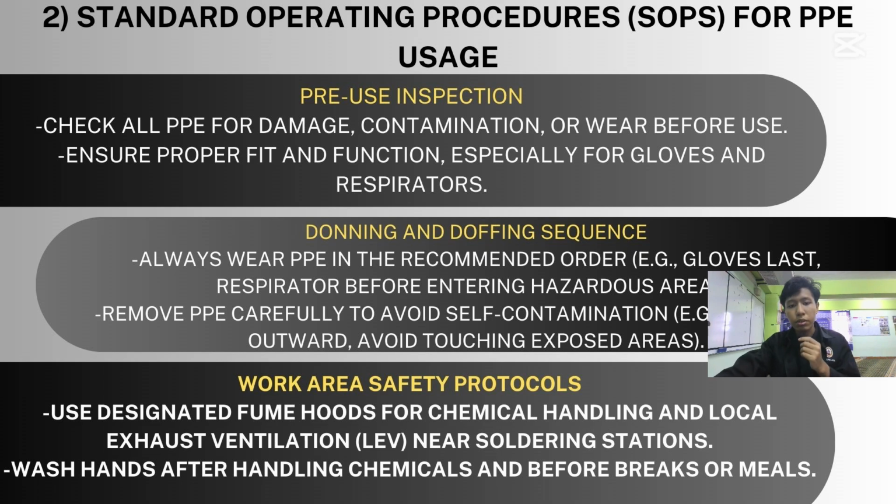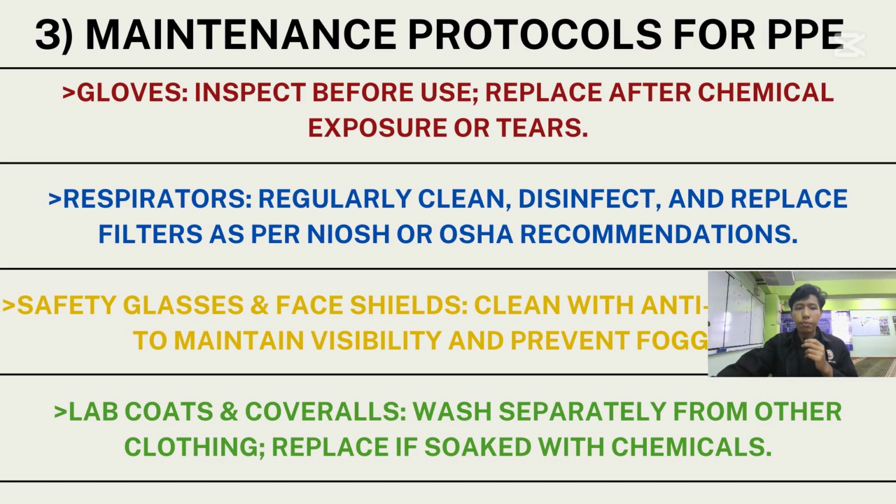And the third one is work area safety protocols. Use designated fume hoods for chemical handling and local exhaust ventilation (LEV) near soldering stations. You need to wash hands after handling chemicals and before breaks or meals. Number three, third topic is maintenance protocols for PPE or personal protective equipment. Gloves: inspect before use, replace after chemical exposure or tears.